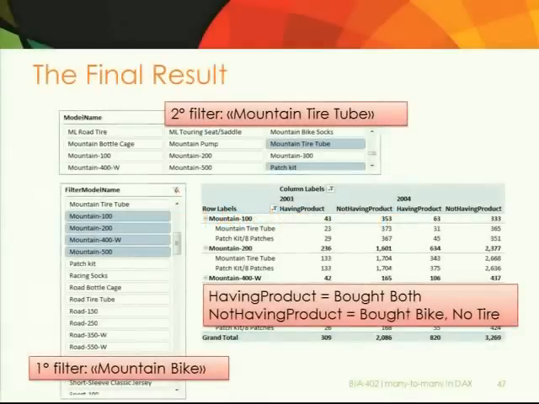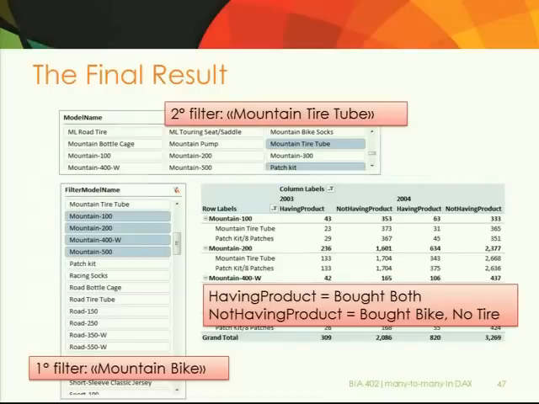This is just to remind you what the various filters do and what we are going to compute. Having product: they bought both. Not having product: bought a bike but no tire. Having product is pretty easy to compute even in UDM. Not having product is the real challenge.